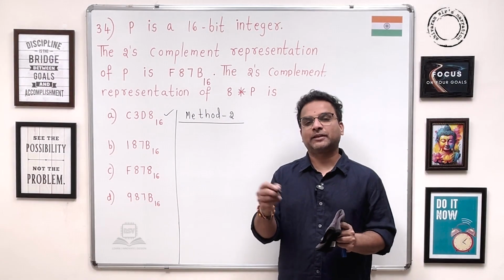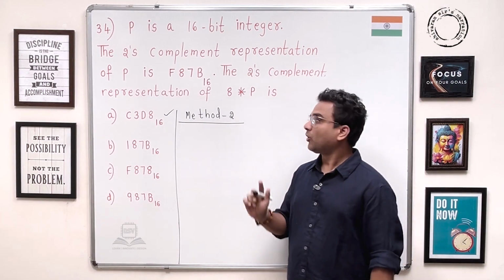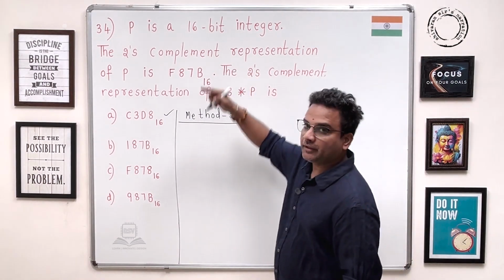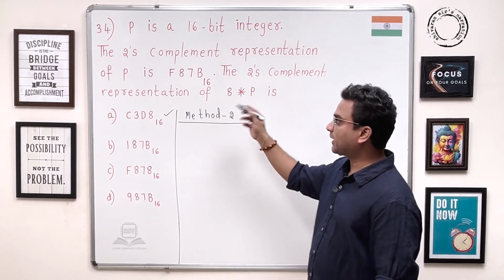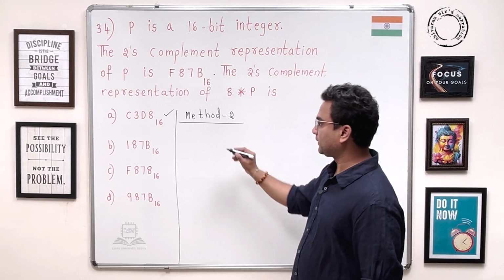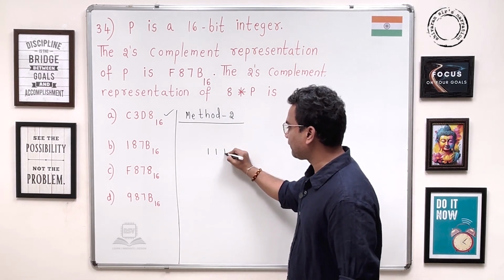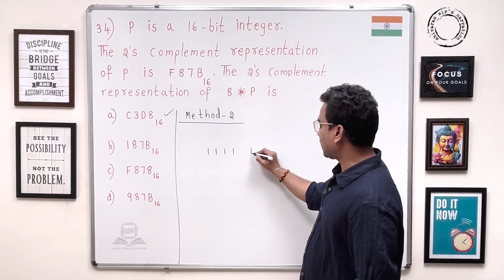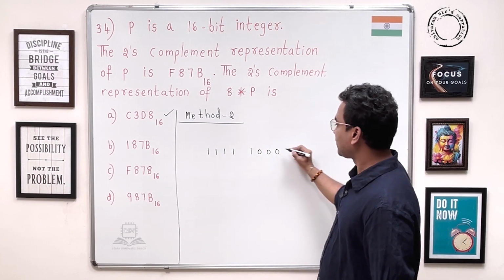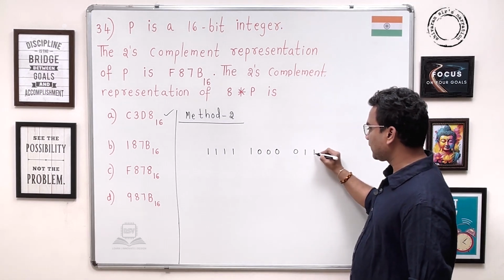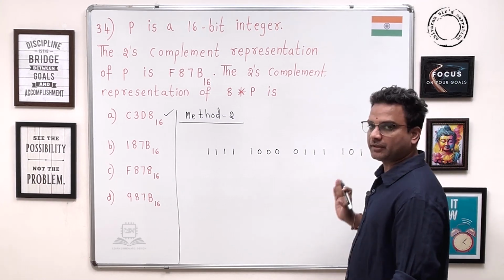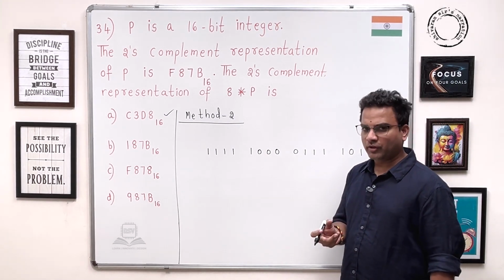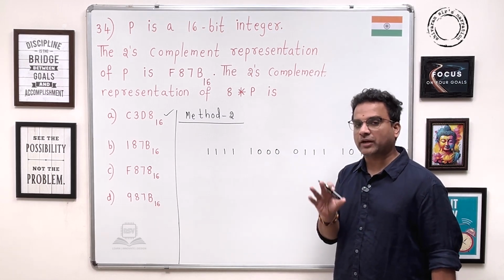Let's see method 2. Guys, here, what is the P in 2's complement form? F87B. Let's convert into binary. Therefore, it is 1111, 1000, 0111, 1011. Right? Now, guys, you know the shift left operation and shift right operation.